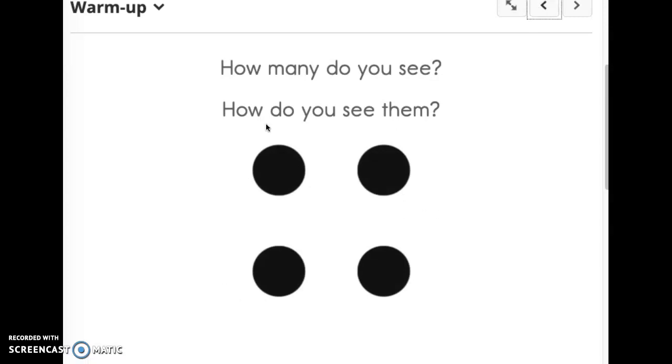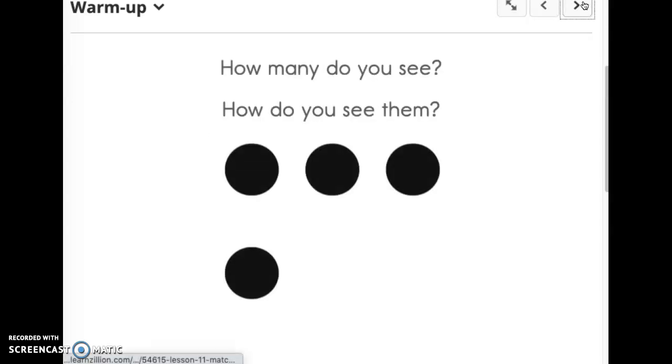What are some things you notice about the dots? Did you count them? Did you just know how many? Did it remind you of something? How many do you see and how do you see them?